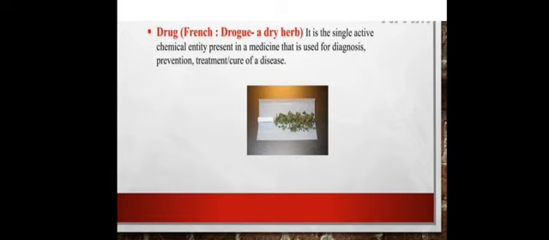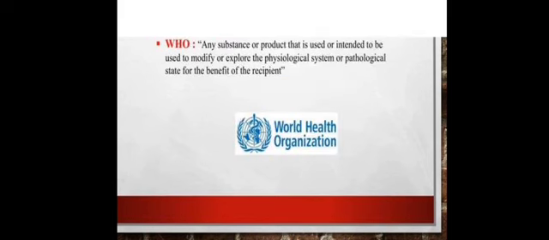Then we can go into the meaning of drug. In the French word, drogue means a dry herb. A drug is a single active chemical entity present in a medicine that is used for diagnosis, prevention, treatment, and cure of a disease. WHO states that it is any substance or product that is used or intended to be used to modify or explore the physiological system or pathological state for the benefit of the recipient.